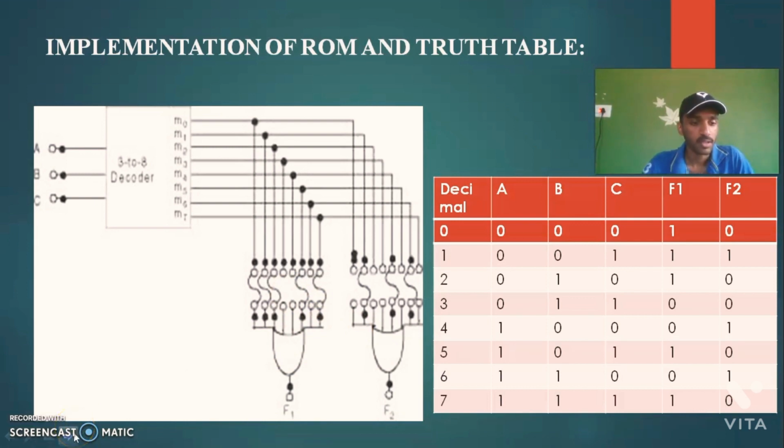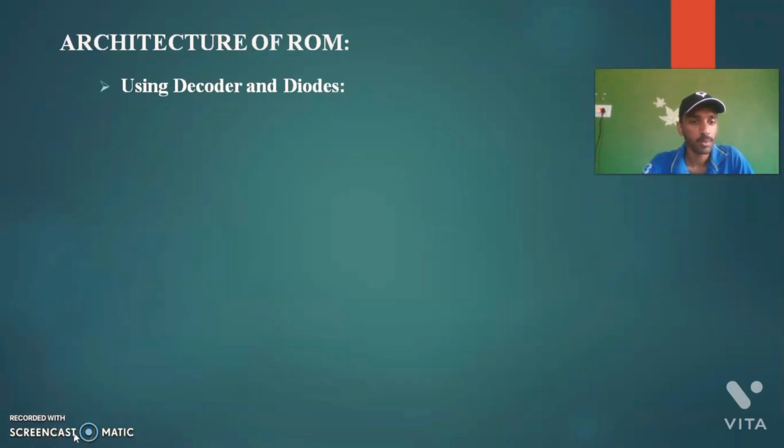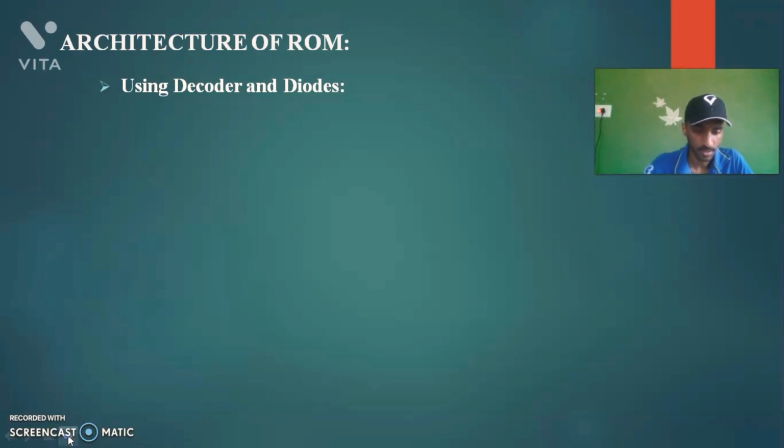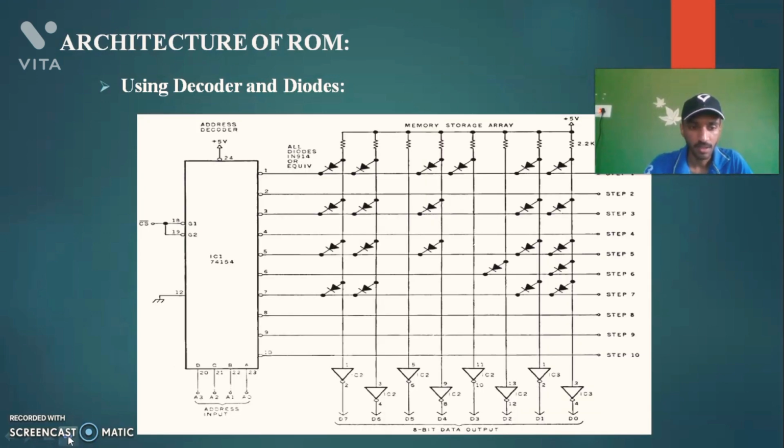Then another way of implementing a ROM for evaluation of an expression is using decoders and diodes. Here we are not going to manipulate the things. We are just showing it as in the diagrams.